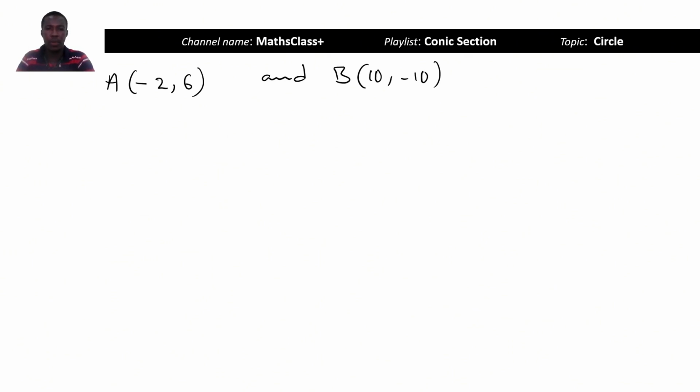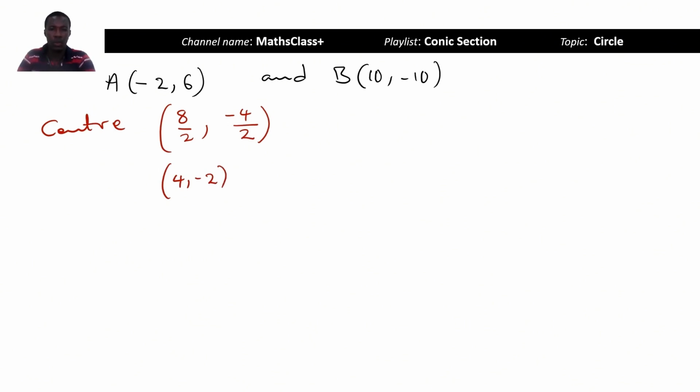So in the second method, we find a midpoint, which happens to be the center. So the center of the circle will be (negative 2 plus 10), which is positive 8, divided by 2, and then (6 minus 10), which is negative 4, also divided by 2. And the center will be (4, negative 2). With the center and any of the points on the circumference, we can determine our radius.